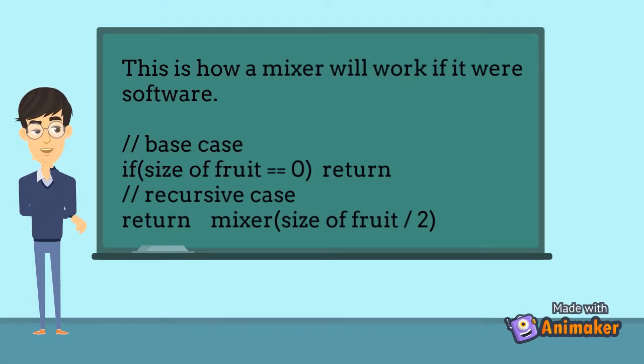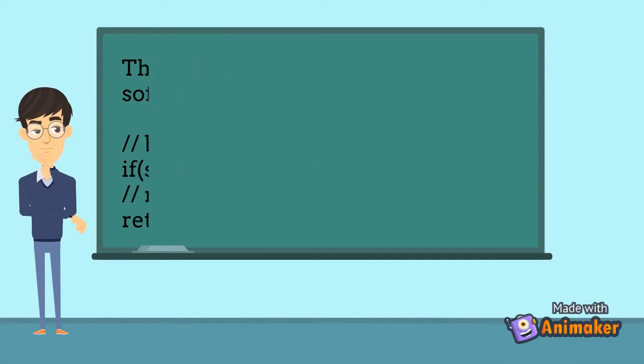Here we have two cases. First is the base case. Second is the recursive case. The base case is the case of termination. Without the base case, the recursion will repeat infinitely. The recursive case is the case that repeats itself, breaking down into subproblems until it reaches the base case.